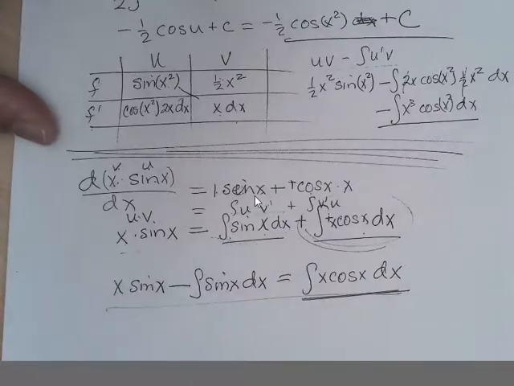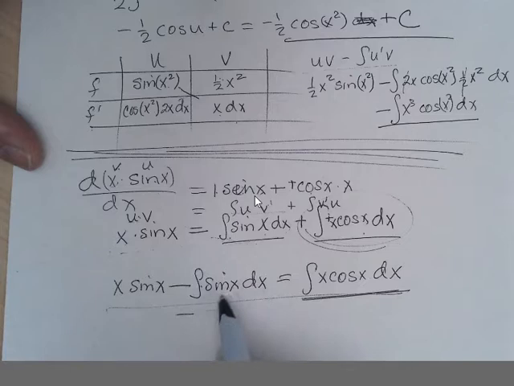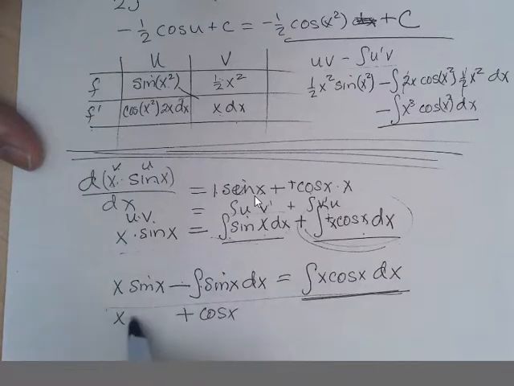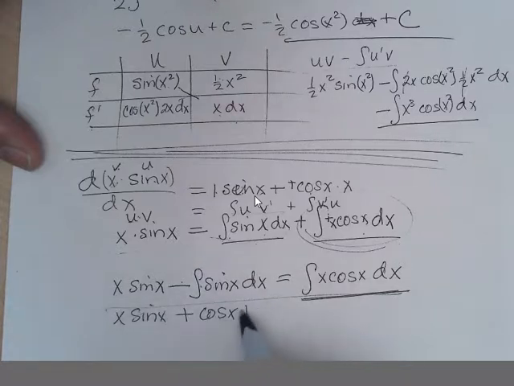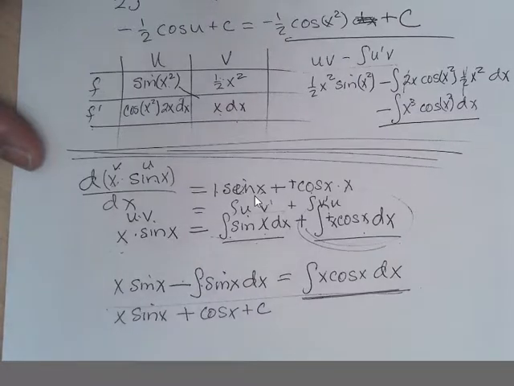Hopefully that makes a little bit of sense. And the antiderivative, just to finish this off: the antiderivative of sine is negative cosine, which makes this plus cosine x, and x sine x plus cosine x plus c is the antiderivative of this.